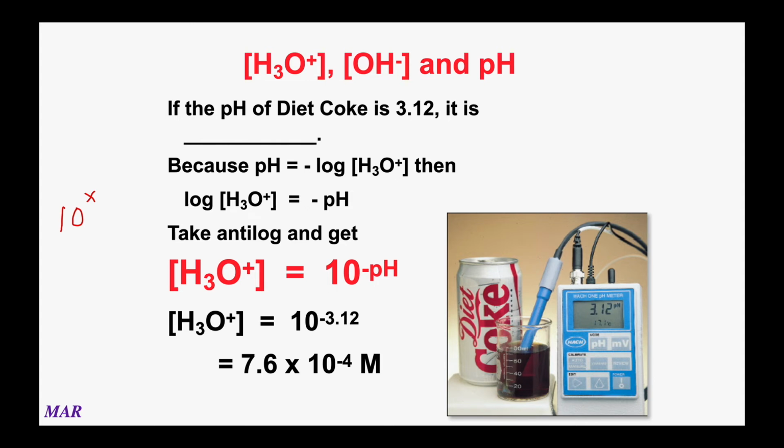Hydronium equals 10 to the minus pH. So it's like 10 raised to the power of log hydronium equals 10 raised to the power of minus pH. The 10 and the base 10 log cancel out, so that's where hydronium comes from. And on the other side, you have 10 raised to the power of minus pH. Now, anti-logs are pretty chill. 10, little caret if you want, minus 3.12, and you should get 7.6 times 10 to the minus 4 moles per liter.